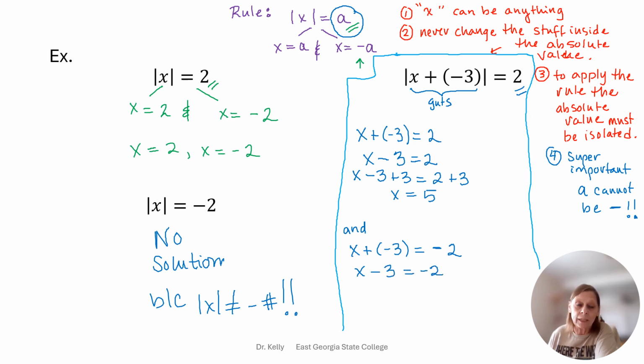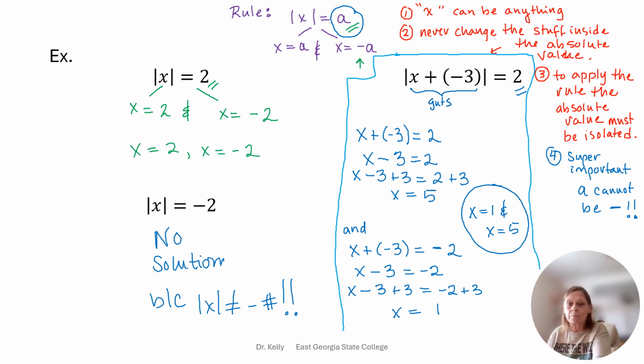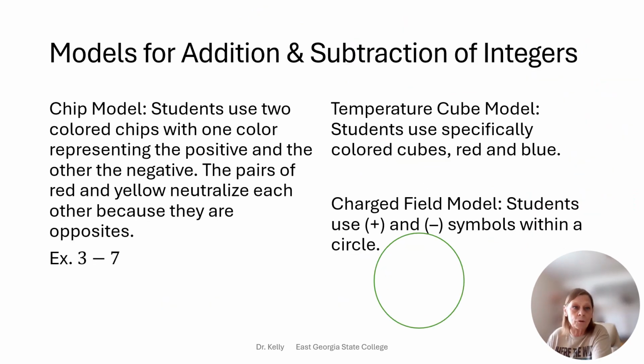The steps to get to it are going to be the same. We're going to add 3 to both sides. And here we get x is equal to 1. So our answers are x is equal to 1 and x is equal to 5. Okay, all right, let's go.